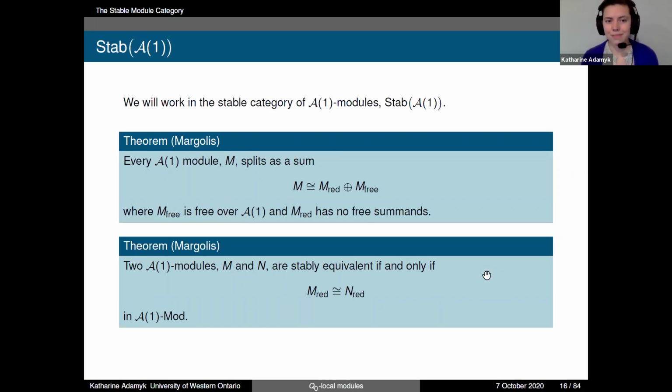Furthermore, if I have two A1 modules, they're stably equivalent if and only if their reduced parts are isomorphic in A1 mod. This comes from the fact that over A1, being free and being projective are the same thing. So factoring through a projective module is the same thing as factoring out by a free module. So when we, in essence, factor out the projectives in the stable category, we're removing this free summand.